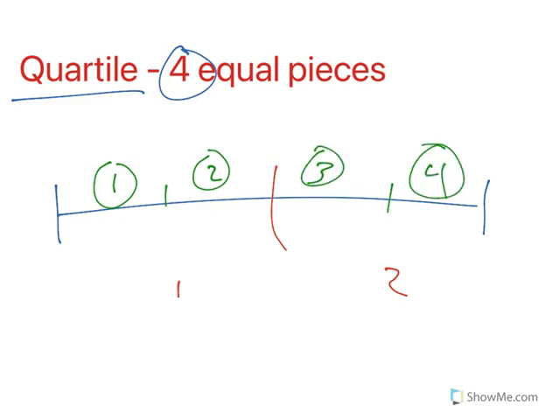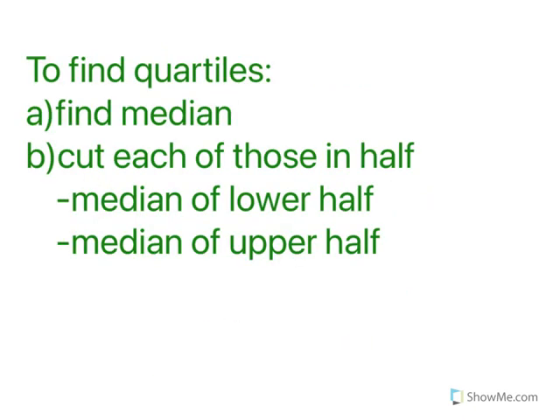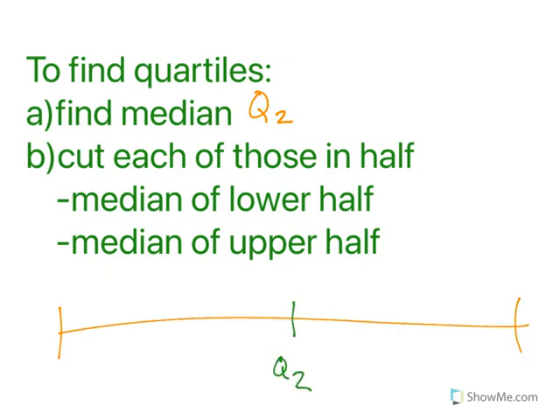So when you think about chopping things in half, mathematically, I hope you think about the median. So first we're going to find the median, which is going to chop it in half, and we also call the median quartile 2. Then we cut each of those in half. Thinking about our image, when we cut it in half, that's quartile 2, and you'll see why in just a minute.